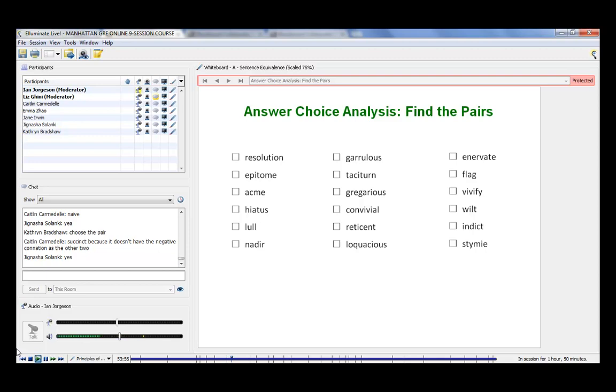All right, how'd that go, guys? So, Caitlin, you're up first. Give me a pair of words from the first. All right, hiatus and lull. What do those mean? And feel free to hop on the mic if you'd like.